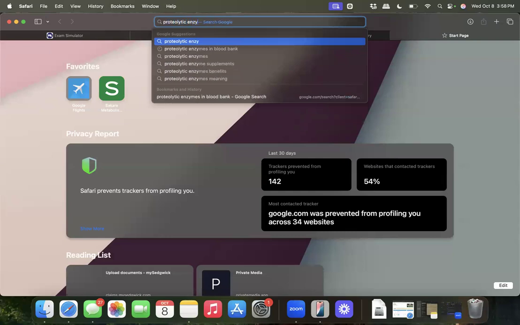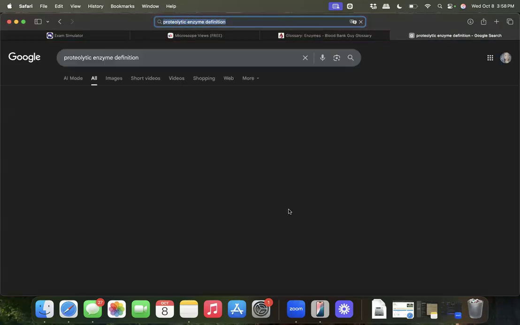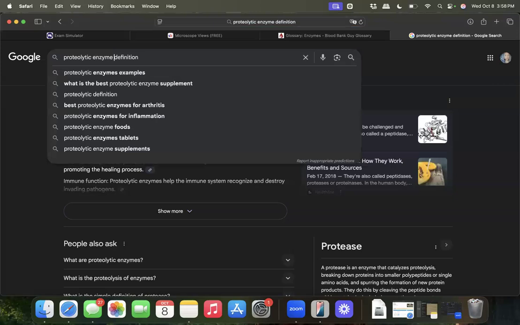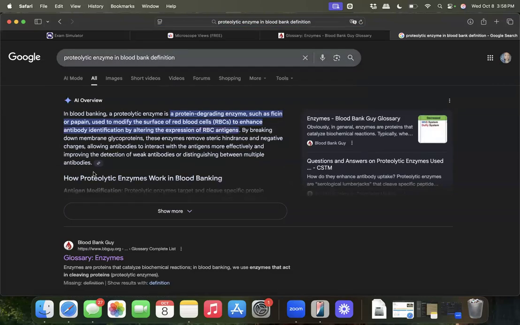Proteolytic enzyme definition. Let's get you the exact definition. Okay, they're enzymes, also known as proteases. They're enzymes that break down proteins into smaller peptides or amino acids. So, proteolytic enzyme in blood bank, just to give you more of an understanding, it's a protein degrading enzyme such as ficin or papain, used to modify the surface of red blood cells to enhance antibody identification by altering the expression of RBC antigens, right?